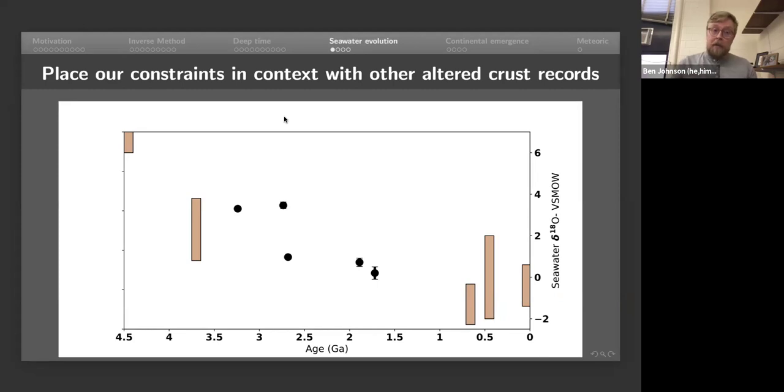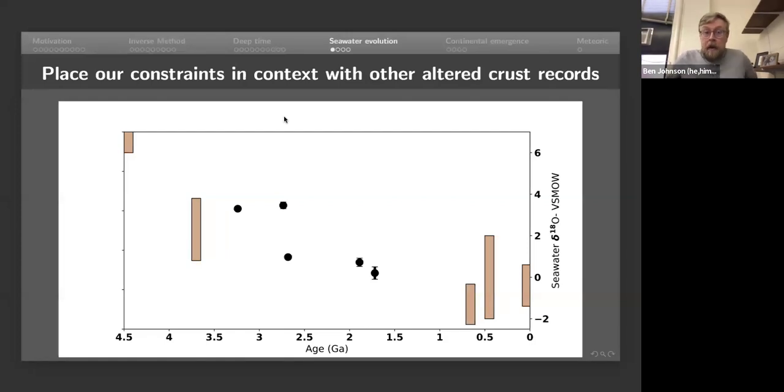The error bars are relatively small here. That's partly a function of the number of samples from each location. Places with lots of samples have their error bars driven down because of our leave one out approach. But we're starting to see some structure, right, in here compared to these other altered ocean crust records. And so, first order observations from this data, right? Our results indicate seawater δ18O was relatively high. Today, if it's an ice-free world, it's -1 per mil.